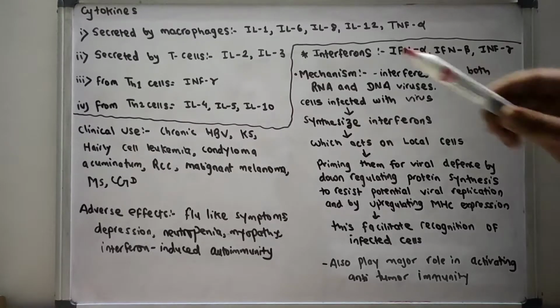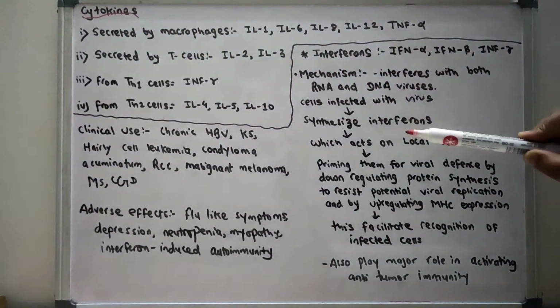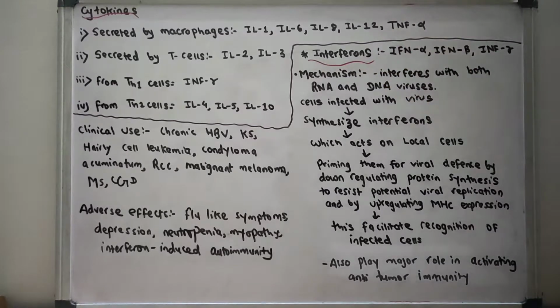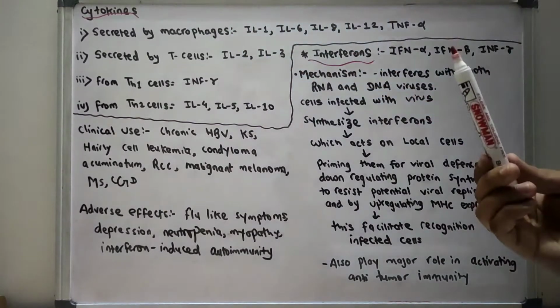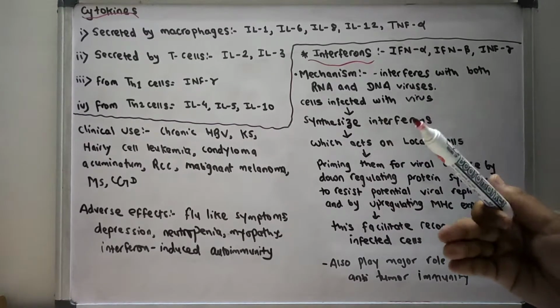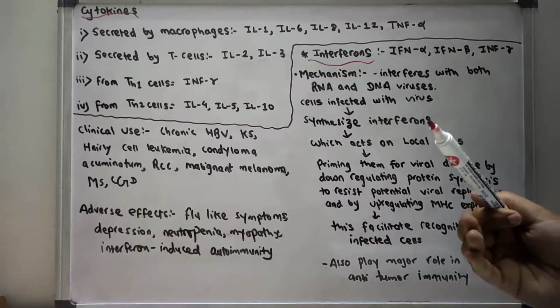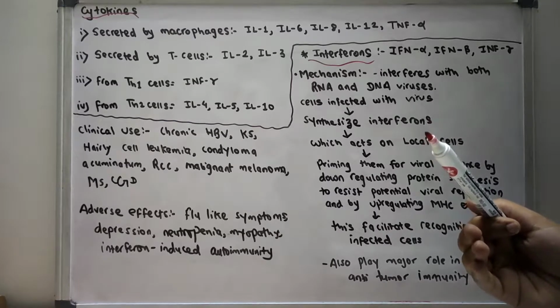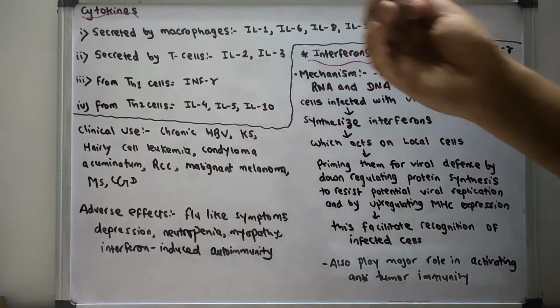Today let's talk about the various cytokines and interferons. First of all, I'll talk about the various important cytokines that help in the various immunological responses in our body. So cytokines can be divided into four types.